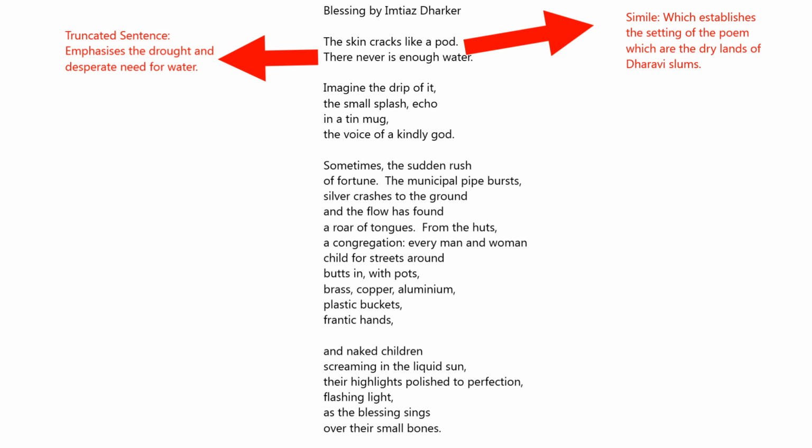All right, next stanza. Imagine the drip of it, the small splash. Now, when he talks and he says, imagine the drip of it. I don't know if you've heard this technique before, guys, but it's called imperative language, okay? All it means is that he is talking directly to the readers, okay? He's challenging the readers. He's telling them, I want you to imagine the drip of it, okay? And it reminds us of what water sounds like, and it reminds us of how precious it really is.